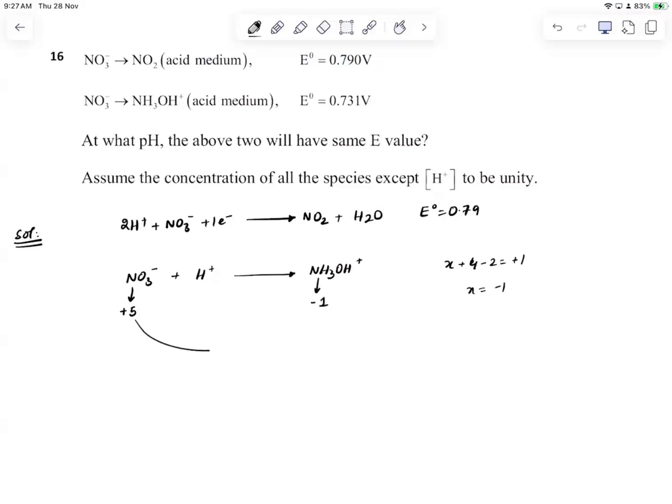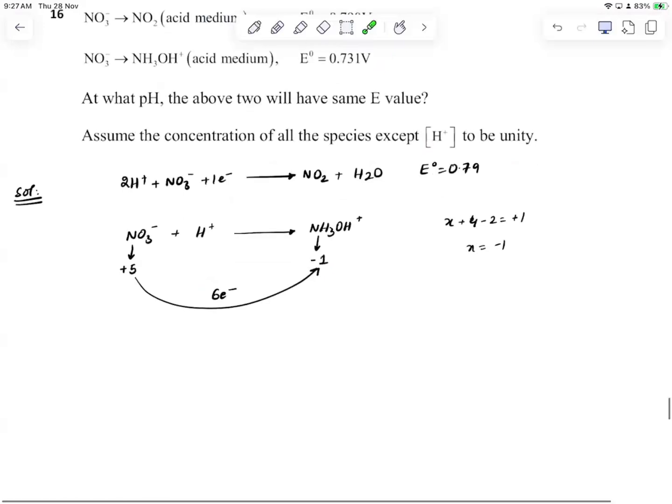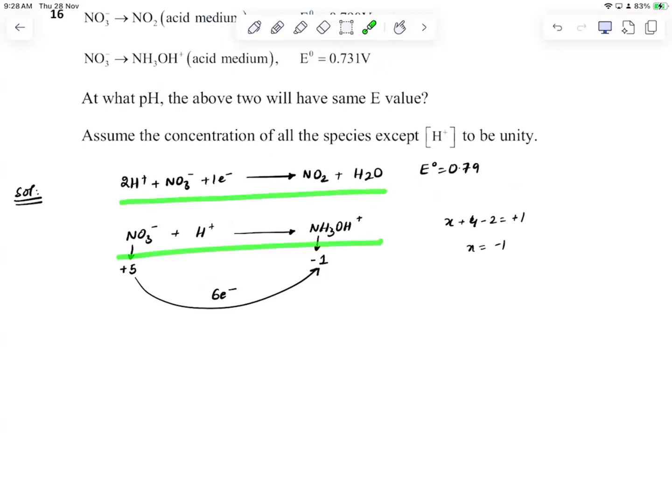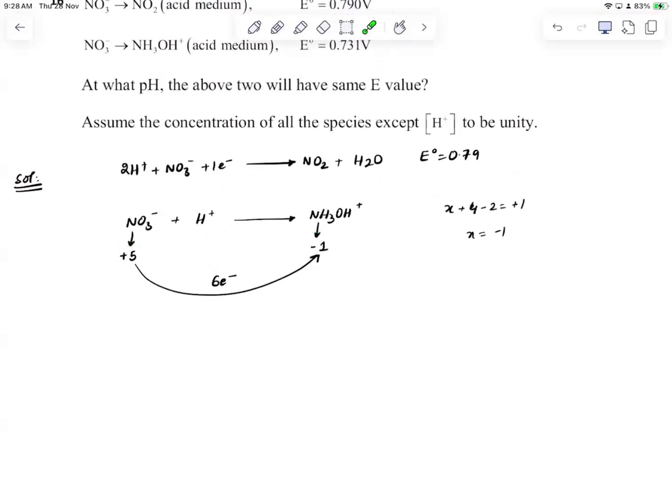So how many electrons are transferred from here to here? 6 electrons. See, same acid may be of different concentrations. Same in acidic medium, here also in acidic medium, but of different concentrations. In the first case, only one electron is transferred. In the second case, 6 electrons are transferred. So NO3 minus plus 6 electrons plus 6H plus will give us NH3OH plus H2O. Okay.